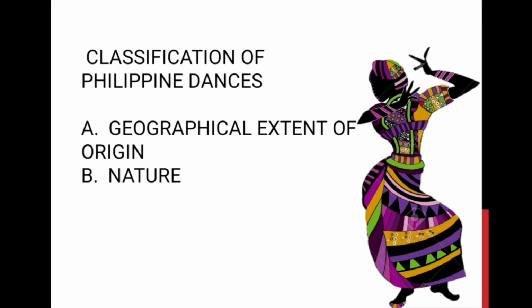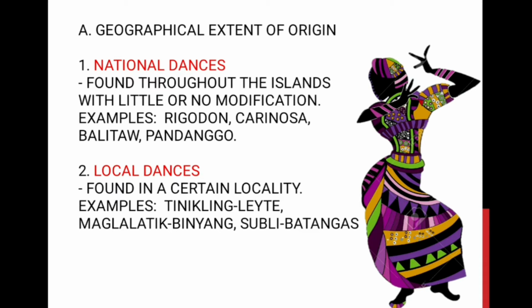Classification of Philippine dances. So we have geographical extent of origin and nature. Geographical extent of origin. So we have the national dances and local dances. When we say national dances, it is found throughout the islands with little or no modification. Examples are Rigodon, Cariñosa, Balitaw, and Pandango. While the local dances are found in a certain locality, okay, from the term local. Examples are Tinikling in Leyte, Maglalatik in Binyang, and Subli sa Batangas.